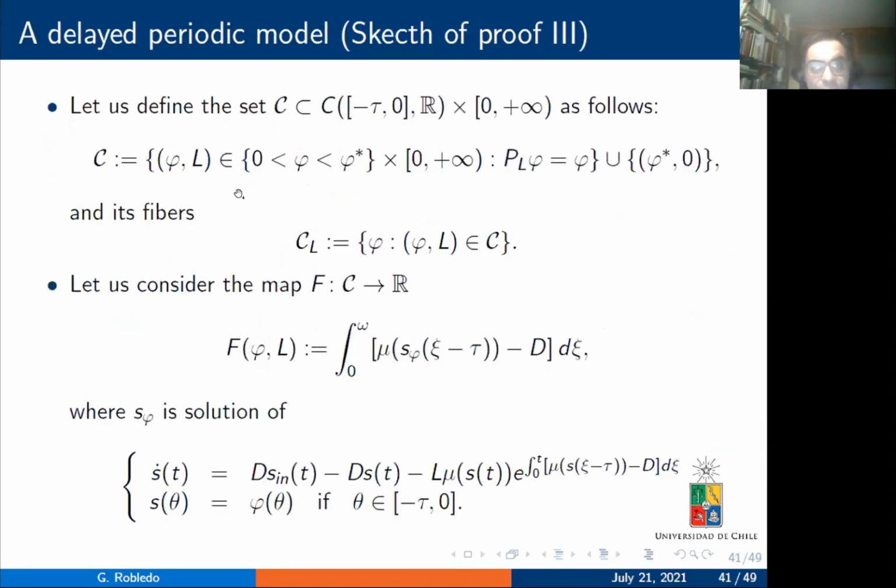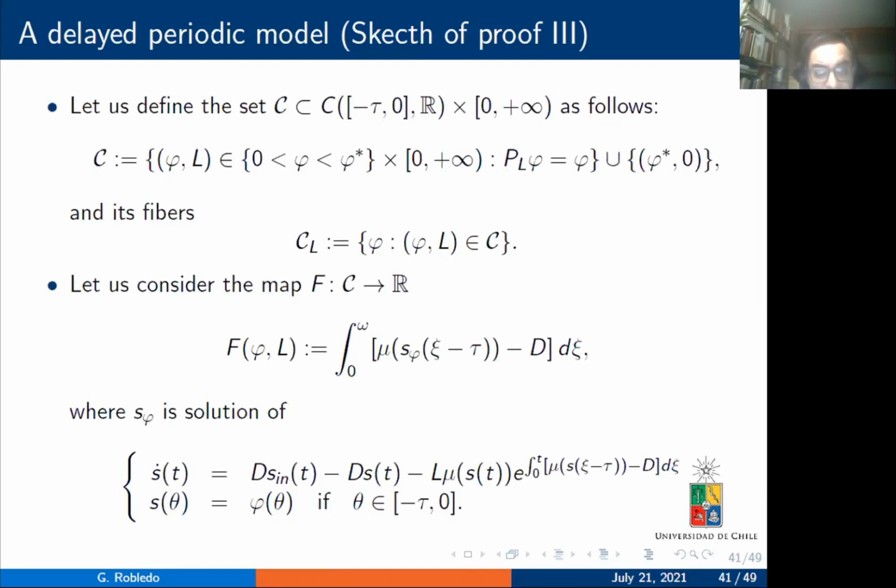Now we will introduce this set C, where for each L we have a fixed point of the Poincaré operator, and we will make a union with the fixed point and 0. For each fixed L, we will consider the fiber associated to this set, and we will construct a map F, where phi is the solution of this integral differential equation with this initial condition.